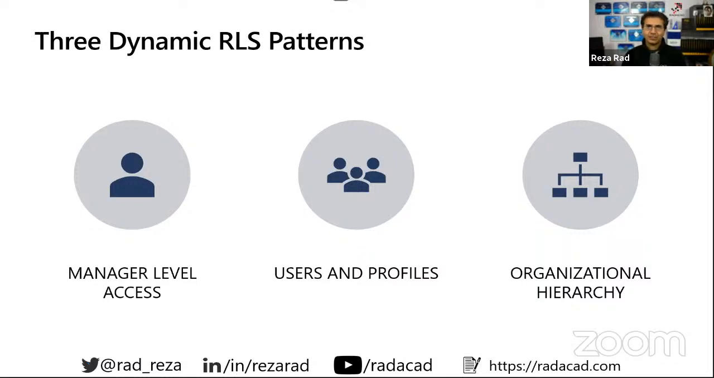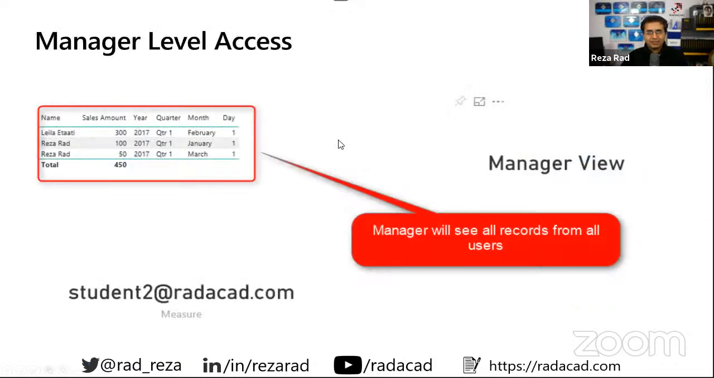Or organizational hierarchy. I want everyone to see their own data, the manager to see everyone's under that hierarchy, and a higher level manager again under that hierarchy, like a real hierarchy of organization, and everyone sees their own data. And things can get even more complicated when you combine users and profile with organization hierarchy. So it gets many-to-many and organizational hierarchy. There are many different patterns. I'm just going to show you one of these at the moment. And the one that I'm going to talk about is manager level access.